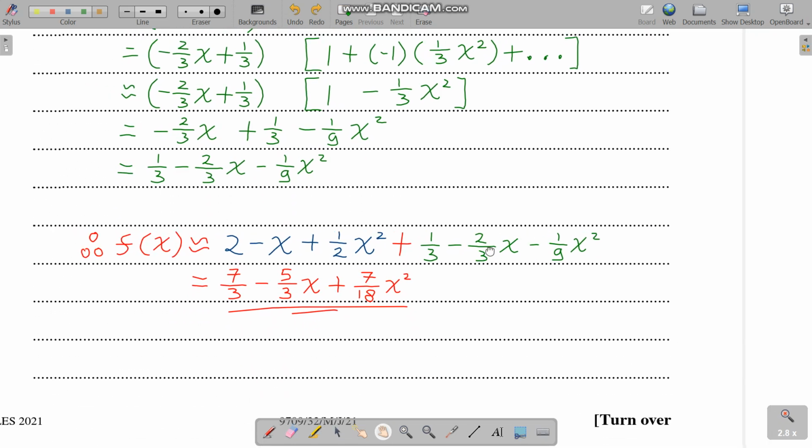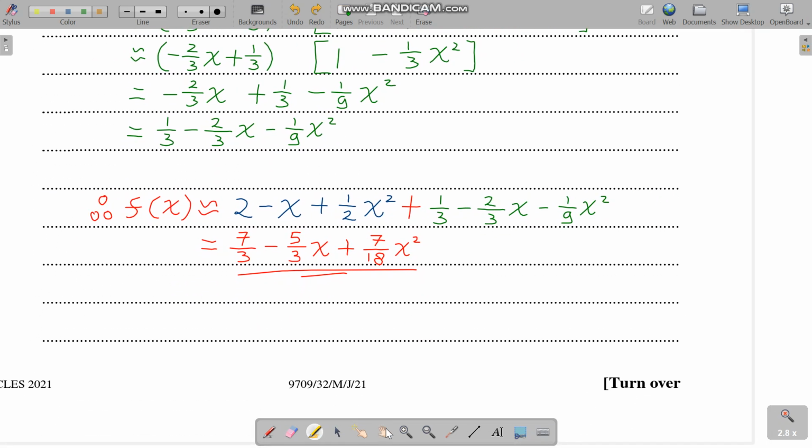So for the final answer, we add everything. So from the blue expansion and the green expansion, we add, and we get 2 plus 1/3 is 7/3, minus 1 minus 2/3 is minus 5/3, 1/2 minus 1/9, that's 7/18. So this is the final answer.